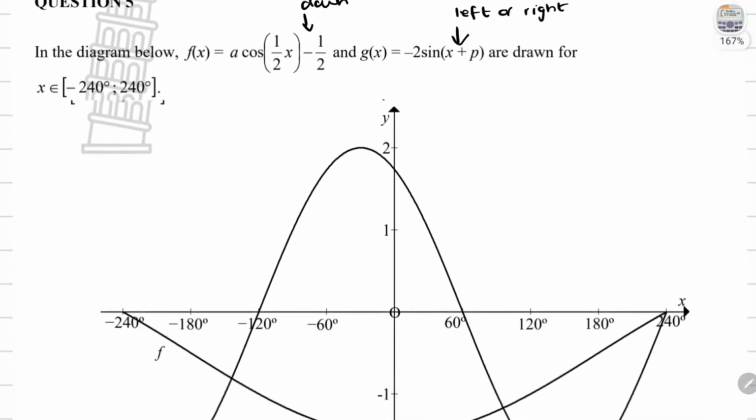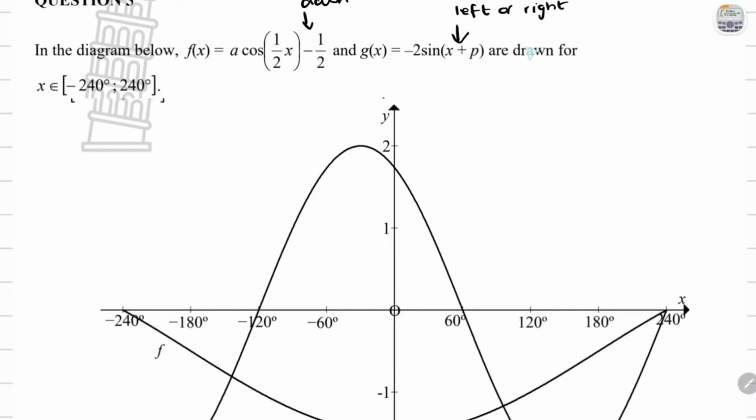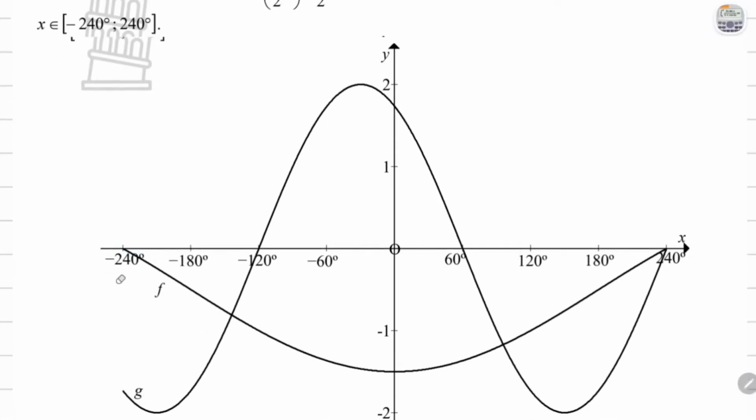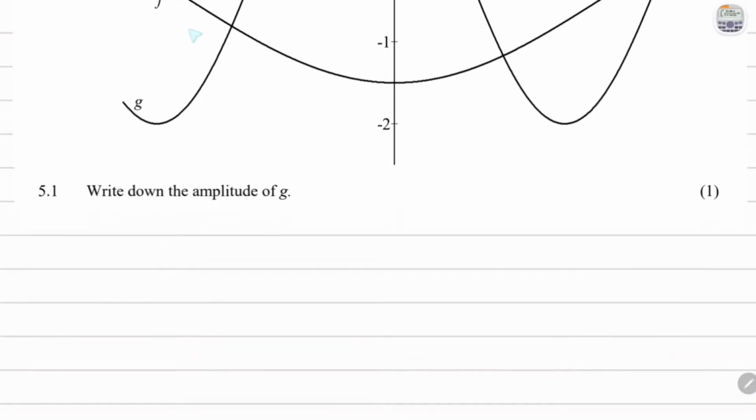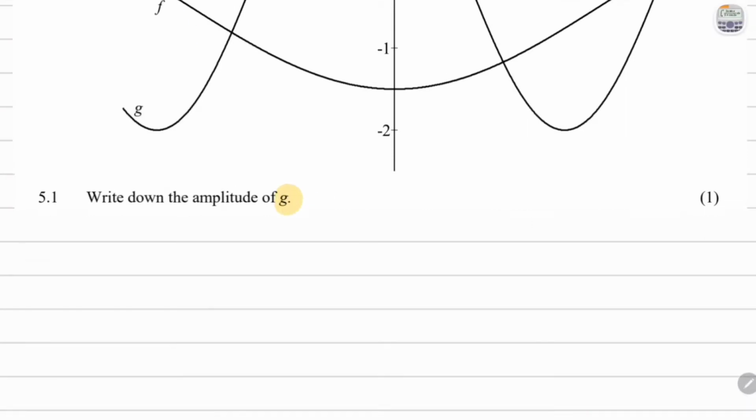Okay, so it's a good thing to just analyze it. And they tell us that these graphs are drawn for where x is an element of negative 240 degrees all the way to 240 degrees. So the first question is, write down the amplitude of G.